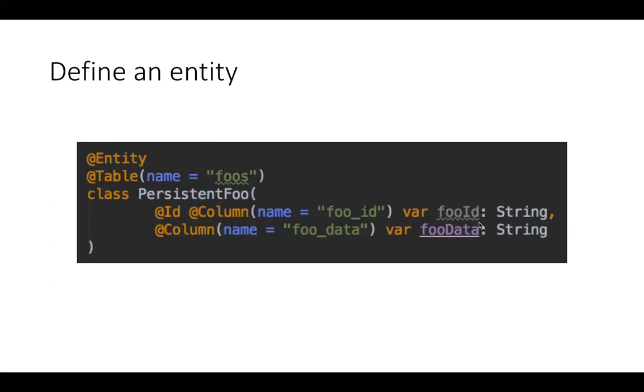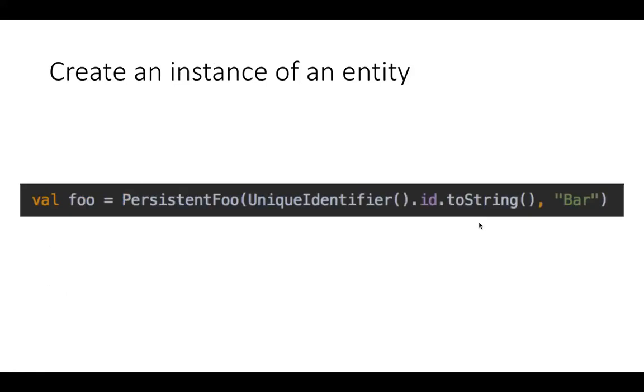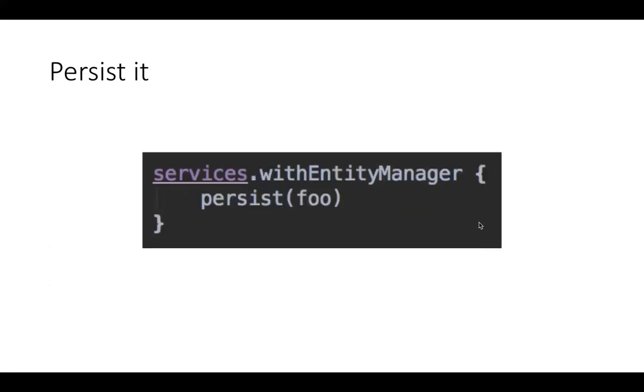Here you can see a very simple entity that has an ID and some data, which are both strings, with the ID being the primary key. We call that table foos, and we call the entity persistent foo. If we want to create an instance of an entity, it's super simple. We just create a persistent foo with a new ID and some data. Happy days, very easy.